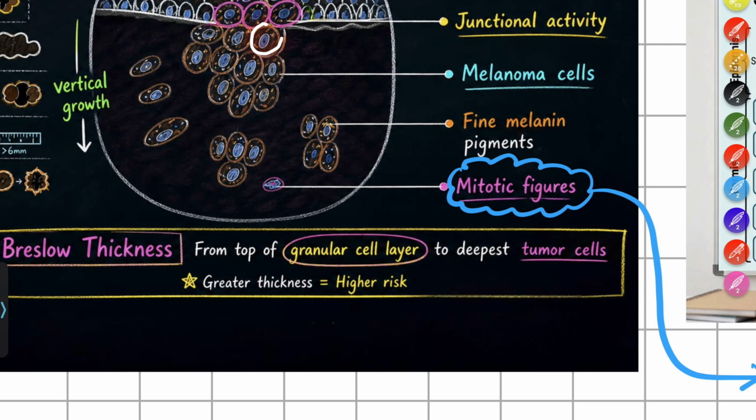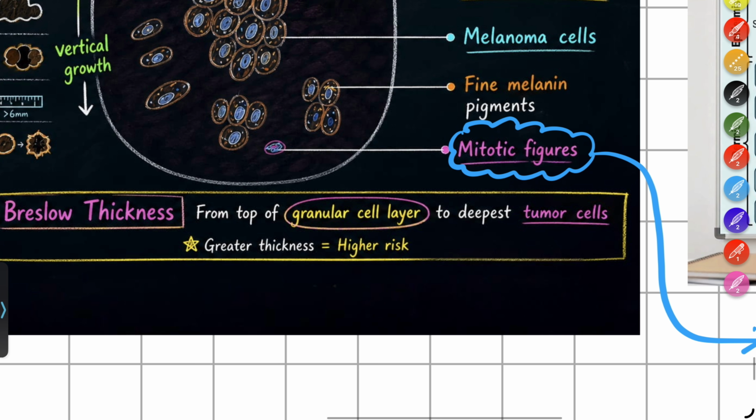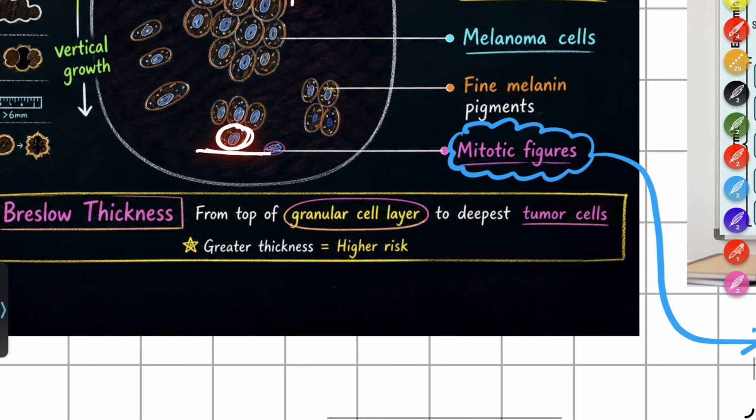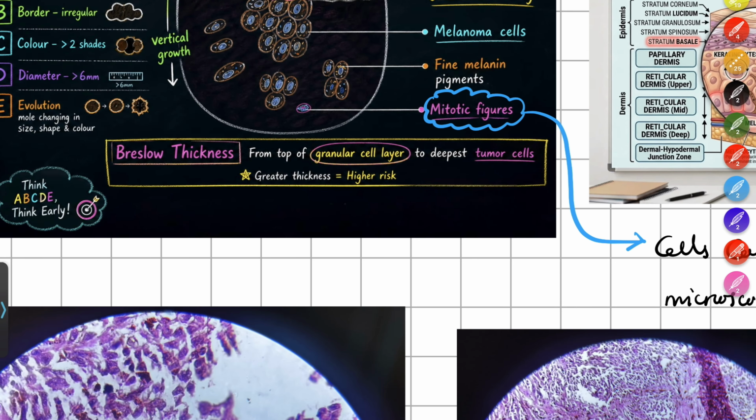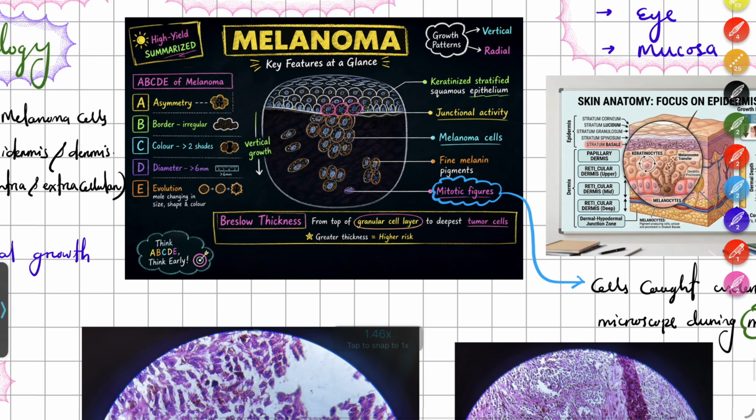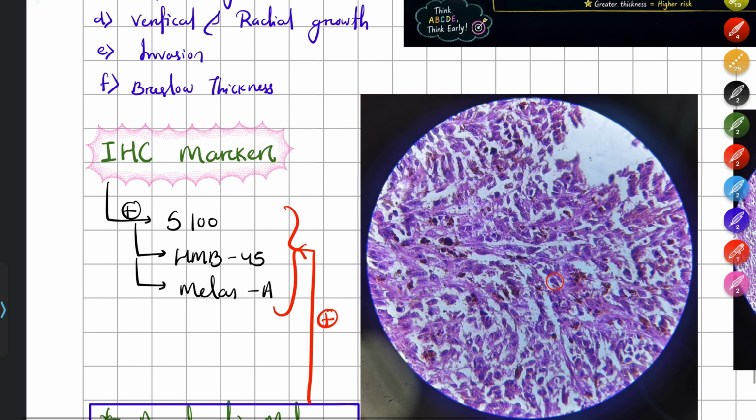Let's say the tumor cell arises from the junction, this level. From this junction, the tumor cell arises and it gets embedded deep into the tissue. And the last cell that we found is here. So this thickness is known as the Breslow thickness. From the top of the granular cell layer to the deepest tumor cell, that thickness is known as Breslow thickness.